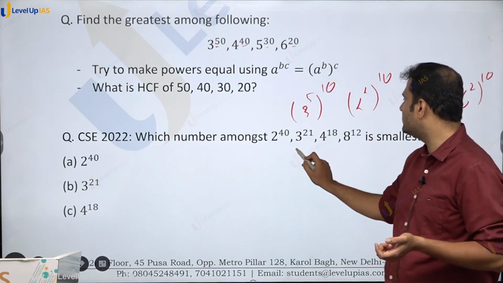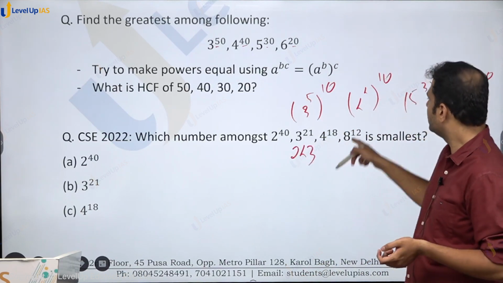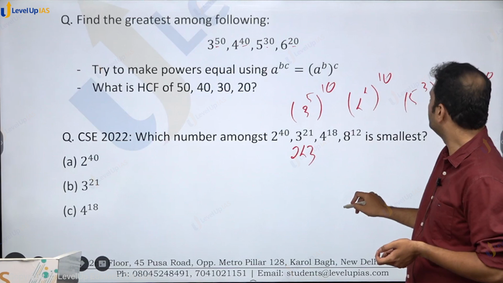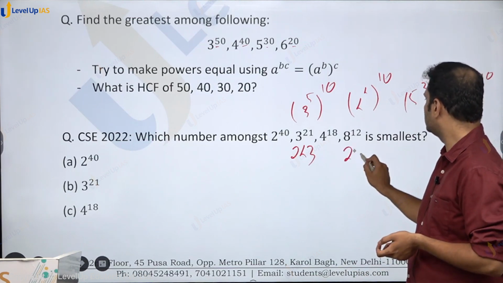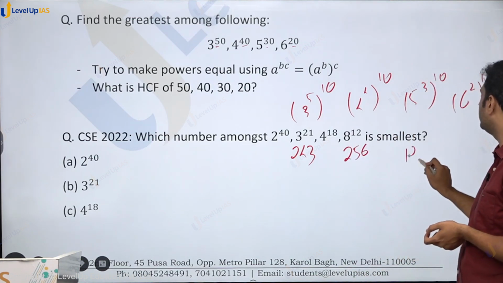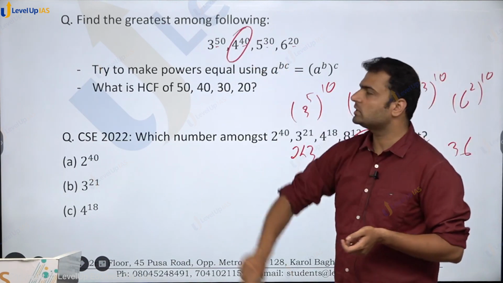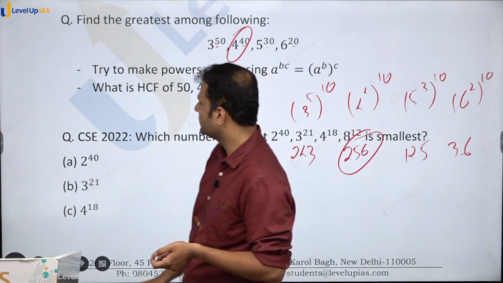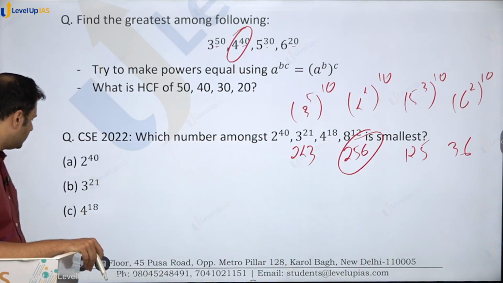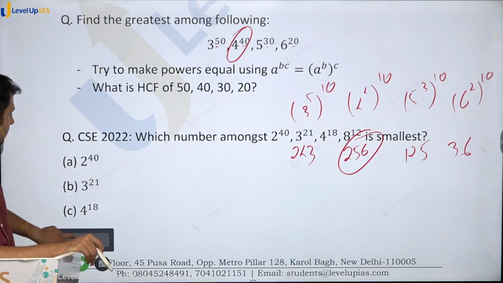This 3 raised to 5 is 243. 4 raised to 4 would be 256. 5 cube is 125. 6 square is 36. Which is biggest? 4 raised to 40, right? I hope you understood what I'm trying to say.